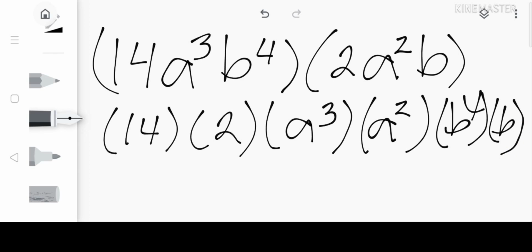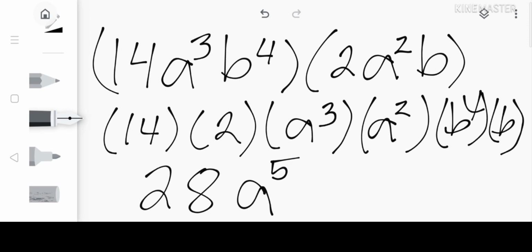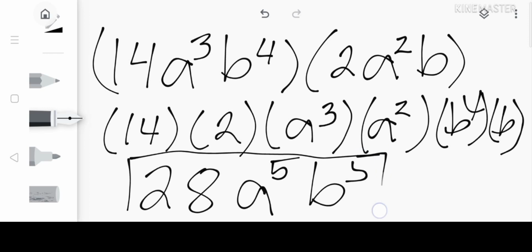So, 14 times 2 is 28. And then, for the variable a, 3 plus 2, add the exponent, 5. And then, for the variable b, 4 plus 1 is 5. So, our final answer is 28, a raised to 5, b raised to 5.